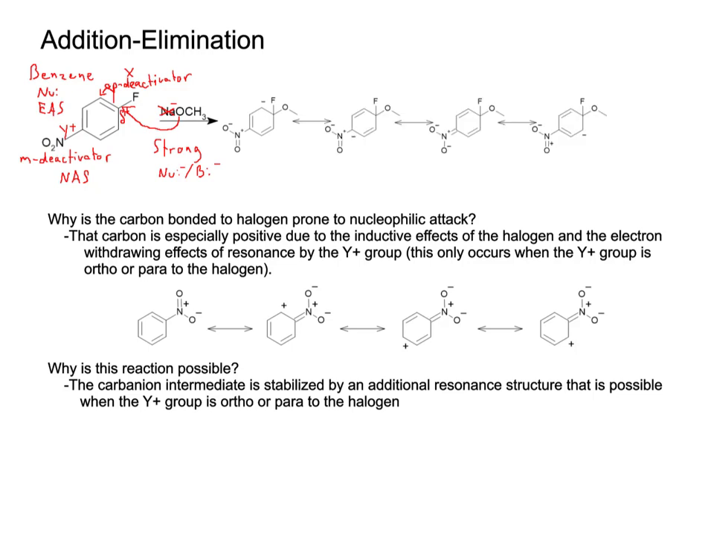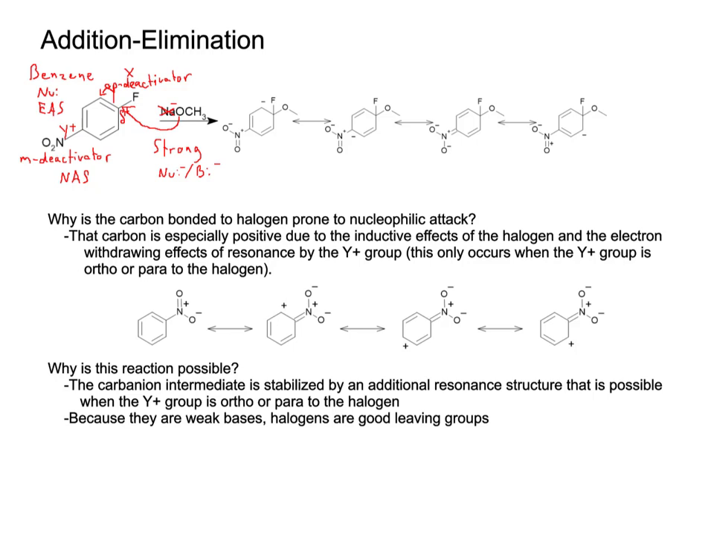You can see that third resonance structure places that negative charge outside of the ring on the oxygen, and we have a carbon-nitrogen double bond. This resonance stabilization lowers the activation energy needed for this reaction to happen. There's one other thing that makes this reaction possible, and that is that halogens are good leaving groups.